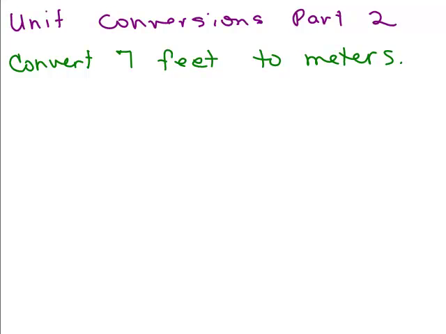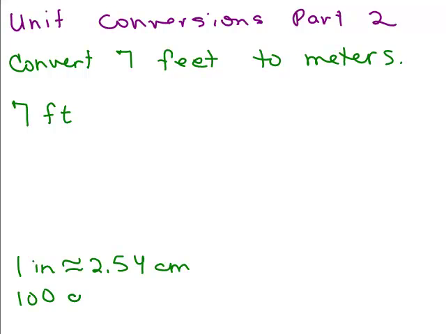All right, we're just going to do some more examples building on what we did in part 1 of unit conversions. So let's say we want to convert 7 feet to meters. So we've got 7 feet to begin with, and I want to end up with meters at the end. And the conversions we're going to be using here is, let's use the conversion that 1 inch is approximately 2.54 centimeters. Okay, and then we also need to know that 100 centimeters is in a meter. So you have to know the basic metric system.